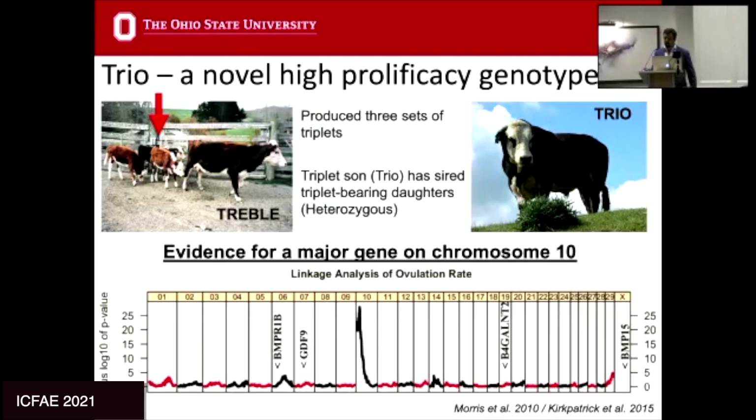So then they went on to do some genetic analysis, and this led to evidence for segregation of a major gene affecting ovulation rate that was located in chromosome 10, and more importantly, it did not coincide with any of the previously identified mutations in sheep, meaning that we were actually looking at a new mutation that would contribute to ovulation rate.